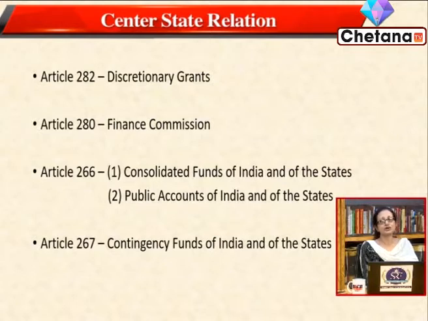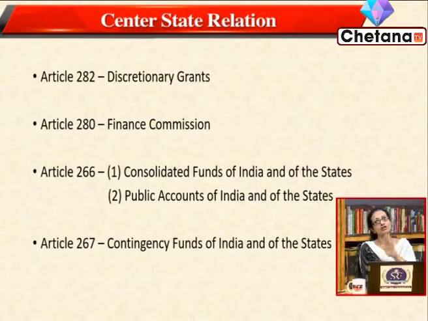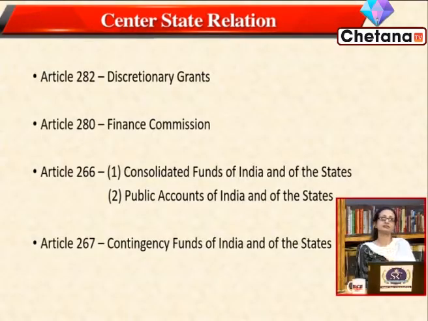Article 266 deals with 2 types of funds. They are consolidated funds and public accounts funds of India and of the states, and Article 267 deals with contingency funds of India and of the states. I repeat, Article 266 clause 1 deals with consolidated funds of India and of the states, and Article 266 clause 2 deals with public accounts funds of India and of the states, and Article 267 deals with contingency funds of India and of the states.